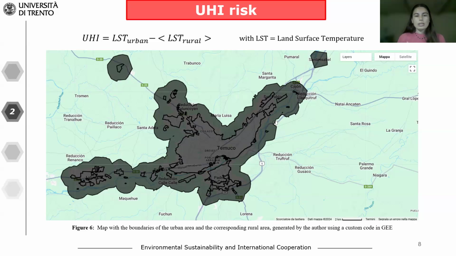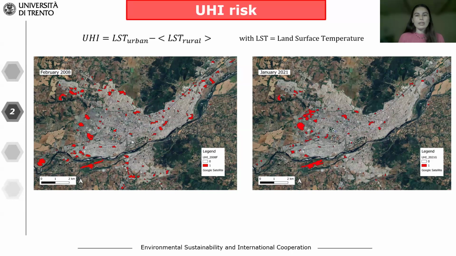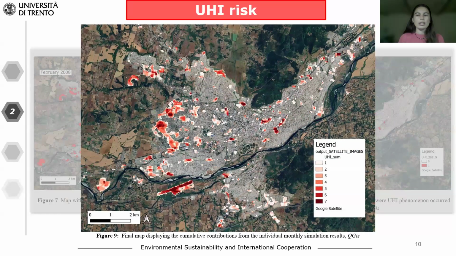This calculation was necessary to identify, for each of the 7 reference months, the areas most affected by the urban heat island phenomenon. In this slide, I put only two of the 7 maps provided by this type of simulation. The areas affected by the phenomenon were highlighted using a binary code, as we can see in these 2 maps, where in red we have the locations that experienced a heat wave in the reference period. By overlaying all the 7 maps, I created this final map, assigning higher values to the areas where the phenomenon occurred over and over in time.